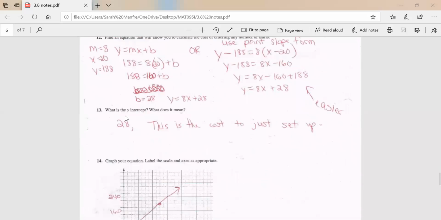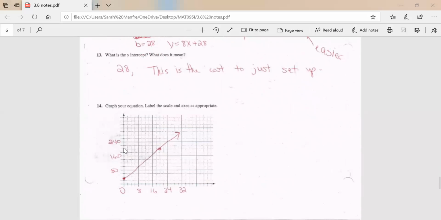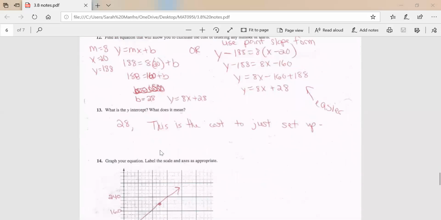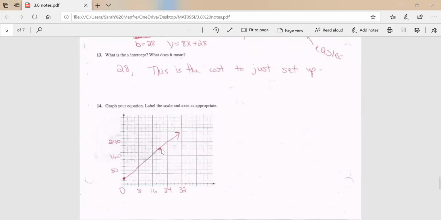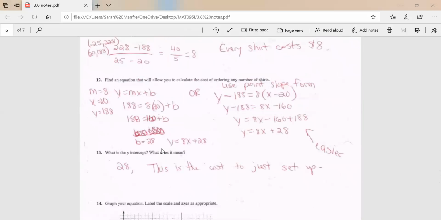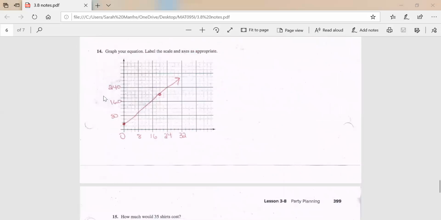What is the y-intercept? Well, it's 28, it's my b. What does that mean? It means that this is the cost just to get set up. Graph your line. My y-intercept is about 28, so here's 28. We also know another point, so I plotted the point that we were given, (20, 188), about right here. Draw your line. I'm just realizing that I did not label my axes, so you really need to label your axes. Going back to the beginning, number of shirts and cost. So I should have written number of shirts here and cost right here.